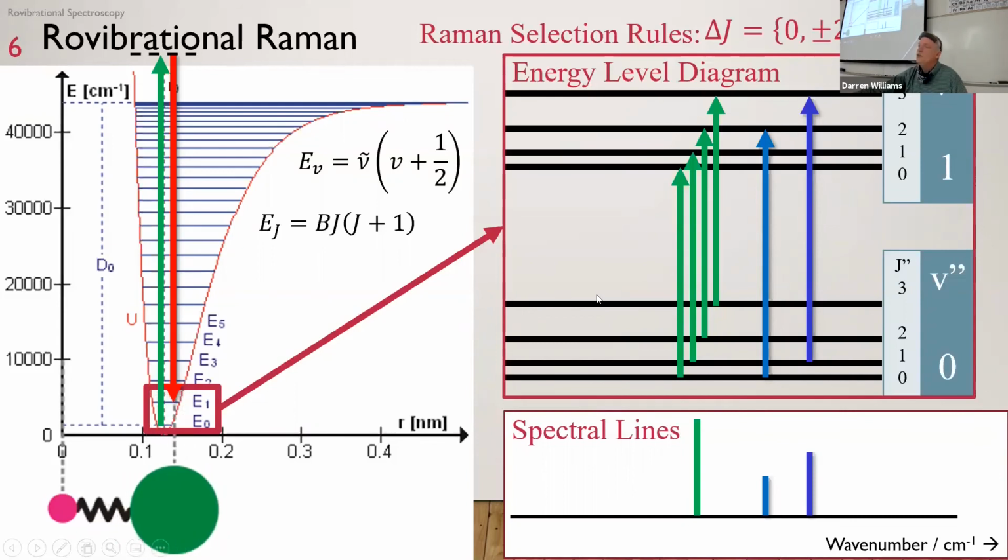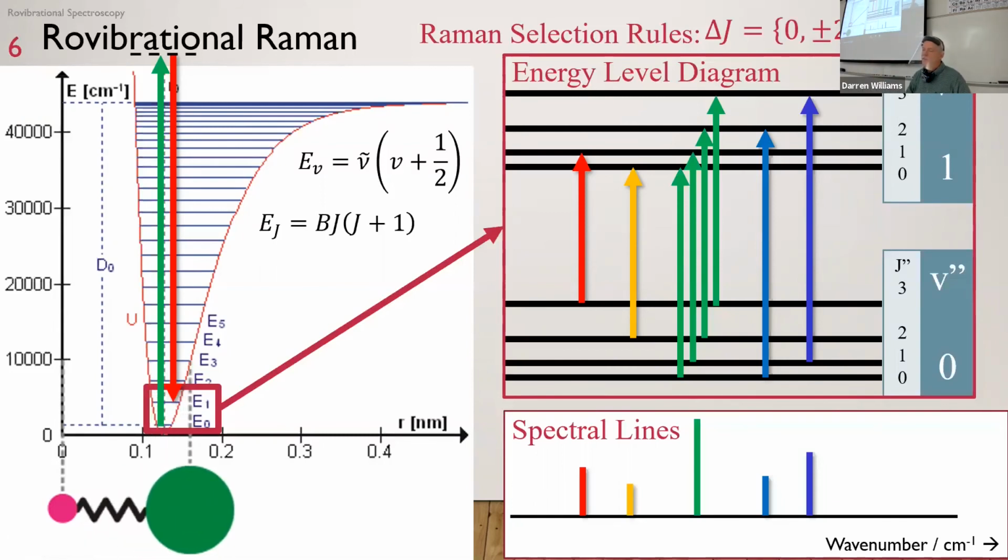Okay, so now let's do delta J minus 2. And so here we have red shifted from the green Q branch line, and then further red shifted. So from the 2 to 0, and then from the 3 down to 1. You can really tell that these arrows are shorter, which means they show up to the lower wavelength side of the spectrum. So the rovibrational Raman lines are further apart because we have larger differences between the rotational lines.